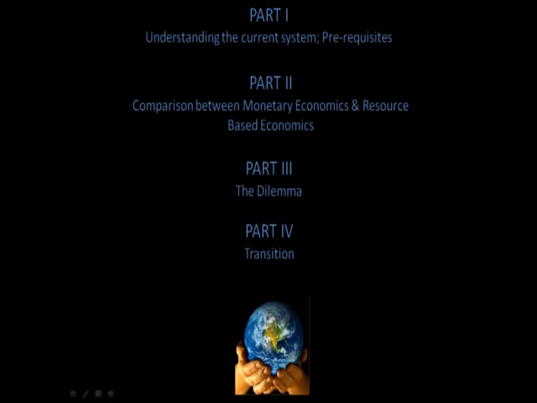The first part is understanding the current system and certain prerequisites. Part 2 is a simple comparison between monetary economics, that is today's economics, and resource-based economics. Part 3 is the dilemma, and part 4 is the transition.